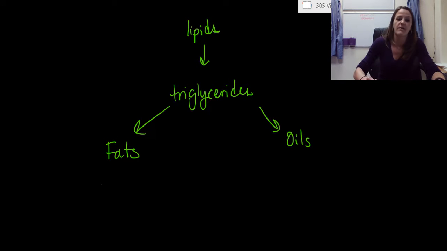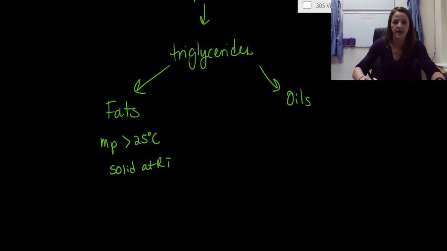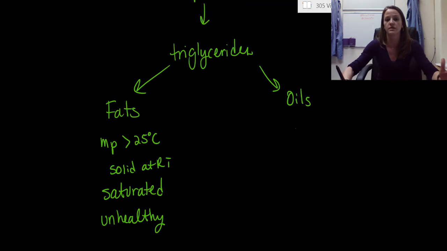Fats are something that have a melting point that is going to be greater than 25 degrees Celsius. They are solid at room temperature. These are the ones that we say are saturated. And I'm going to add a word here, unhealthy. If we're looking at these 2 pieces of triglycerides, our fats are going to be unhealthy.